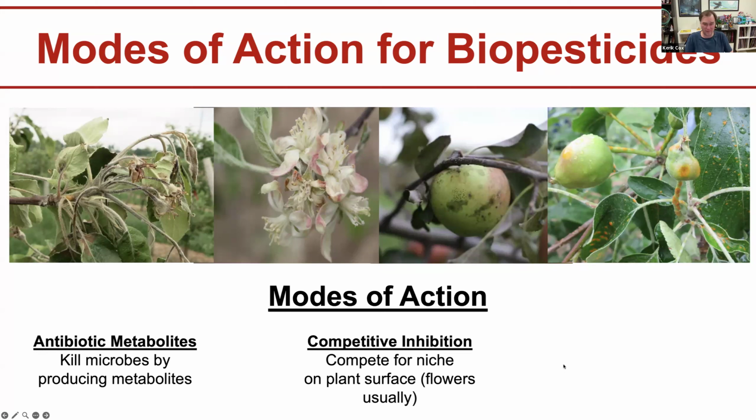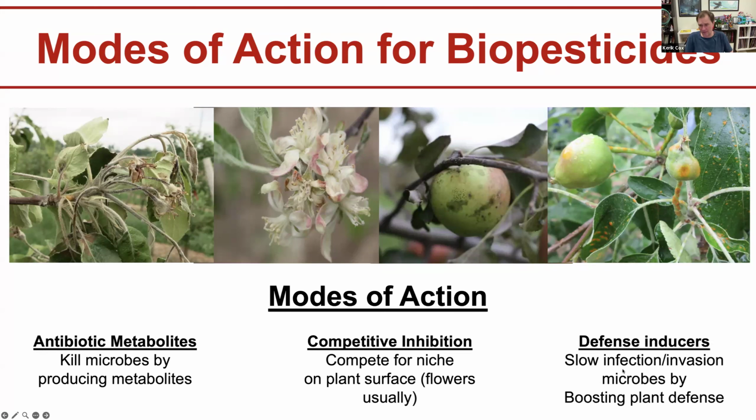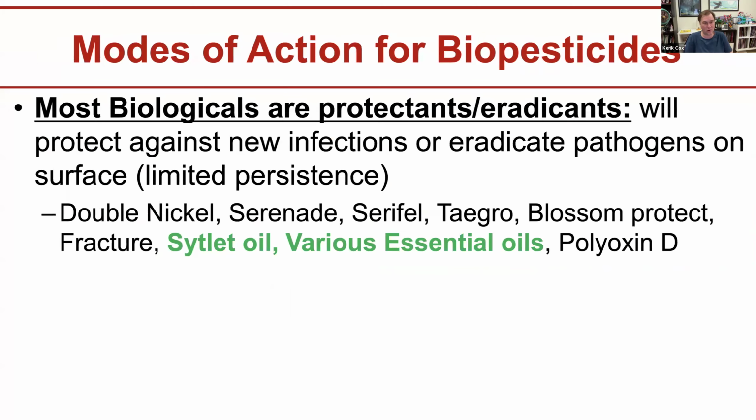When you go for competitive inhibition, you want flowers. And then the final method is defense inducers. They're going to slow invasion and infection by microbes by trying to boost up natural plant defenses. And they work not so great compared to a real serious fungicide, but they can do some stuff. And we'll see them at work as well.